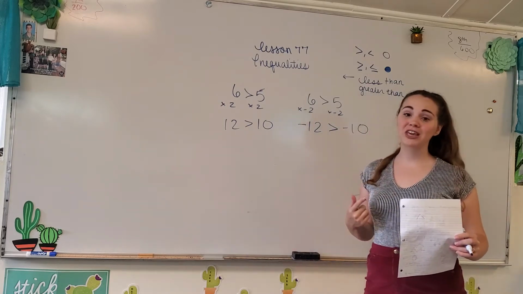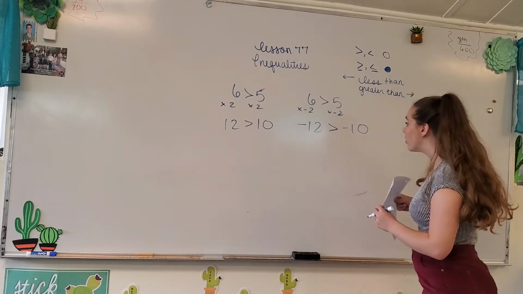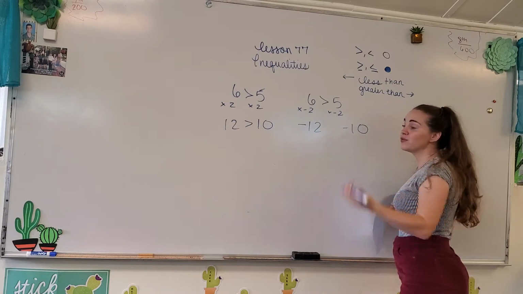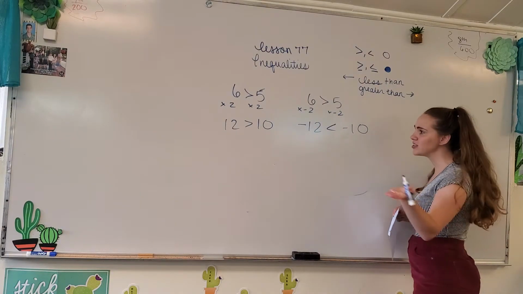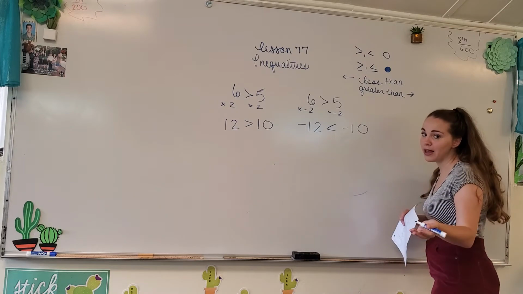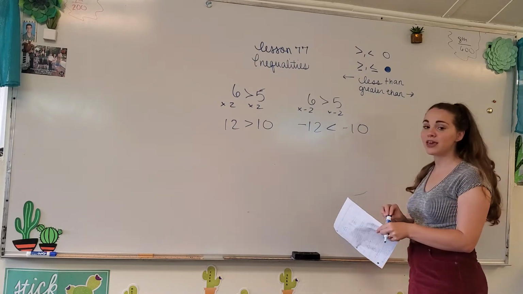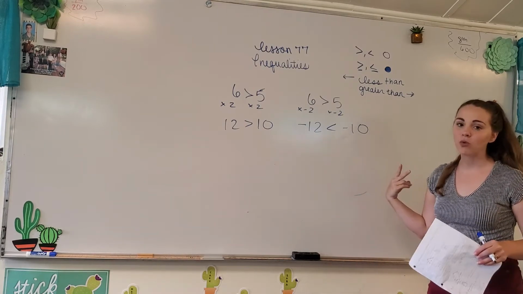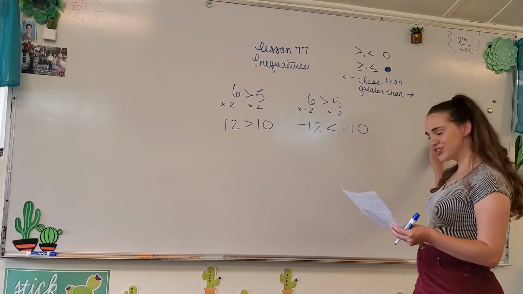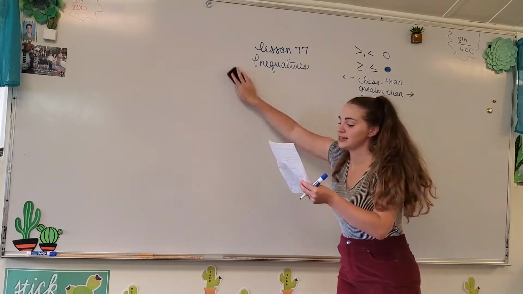And this works for multiplication and division. So if we multiply or divide by a negative number, we have to flip the inequality. And that's the whole lesson, basically. We're just going to apply it. Okay, so that's the big thing. If you multiply or divide by a negative number, flip the inequality. Here's the info. Erase, erase.